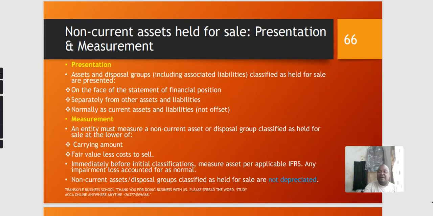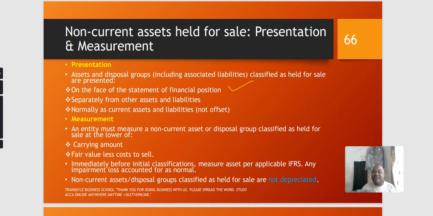Now, non-current assets held for sale, presentation and measurement. How do you present them in the books of accounts and how do you measure these assets? Presentation. Assets and disposal groups, including associated liabilities, classified as held for sale, are presented on the face of the statement of financial position. So we expect to see these items shown under the current assets.